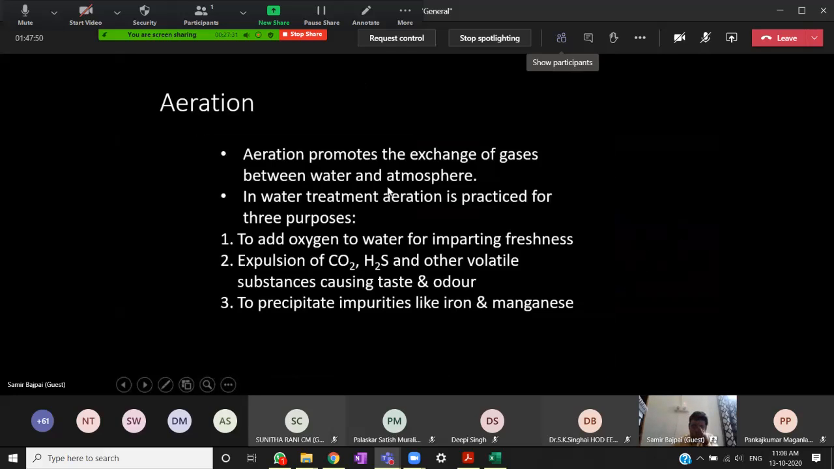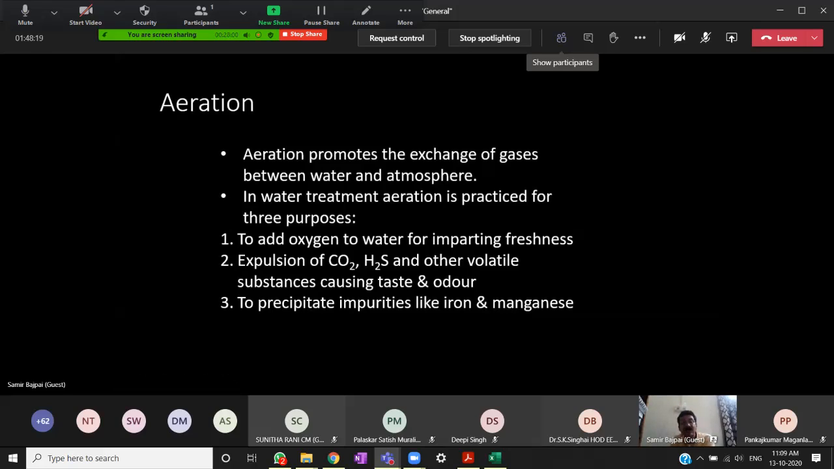The purpose of aeration is to improve the dissolved oxygen concentration in water, and secondly to expel various gases which may be present because of contamination of raw water. These gases may be because of biological decomposition of organic matter in raw water, and usually you are going for aerobic decomposition, that is in the presence of oxygen, or anaerobic decomposition, which is in the absence of oxygen.